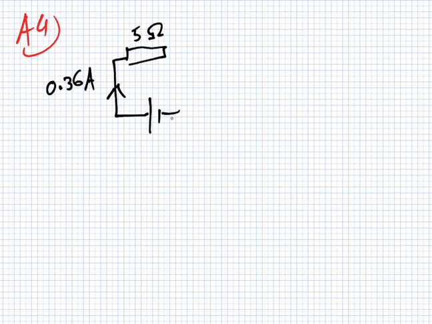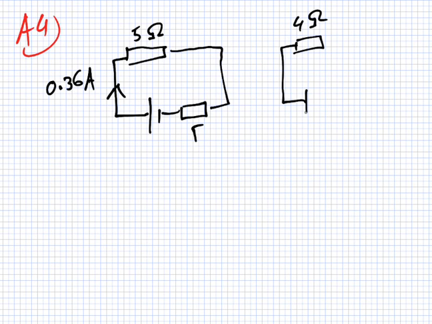So what they have here is a 5 ohm resistor. It's connected to a battery, and the current is 0.36 amps. And then the internal resistance we do not know. And then when you change the resistor from 5 to 4, the current is now different.